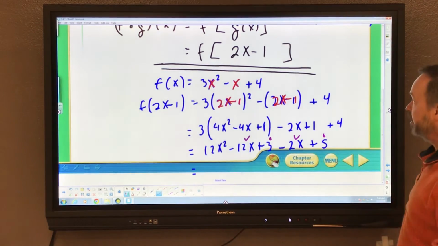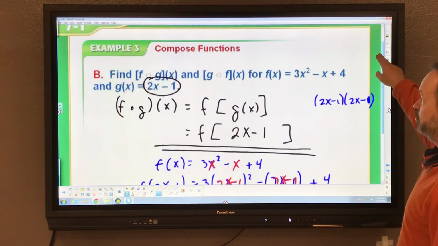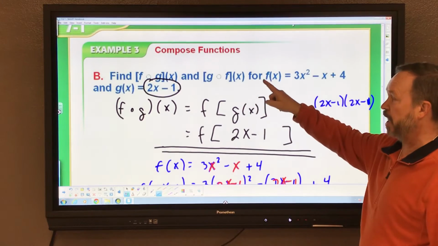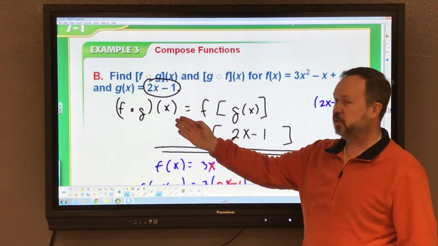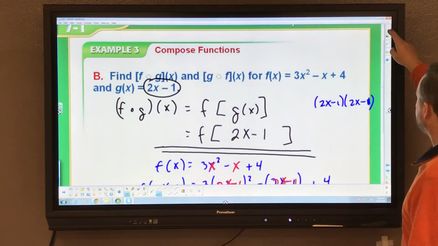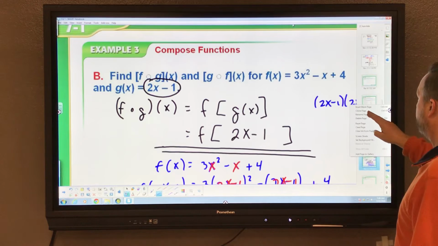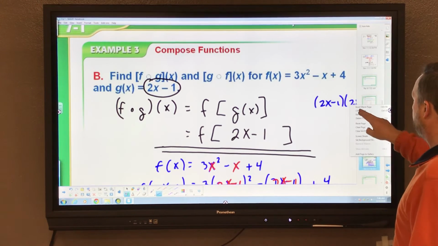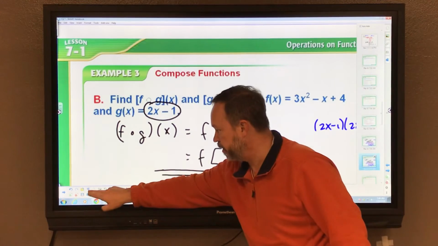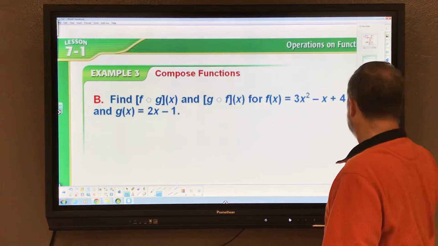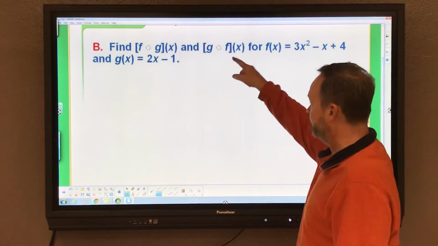That's composition. That's the fog composition. Remember, they asked us to do both fog and GOF. GOF is going to be the same thing, just in an opposite order. It's going to be a different answer. Most of the time it would be a different answer. So I'm going to clear that off. And I'm going to do the GOF.